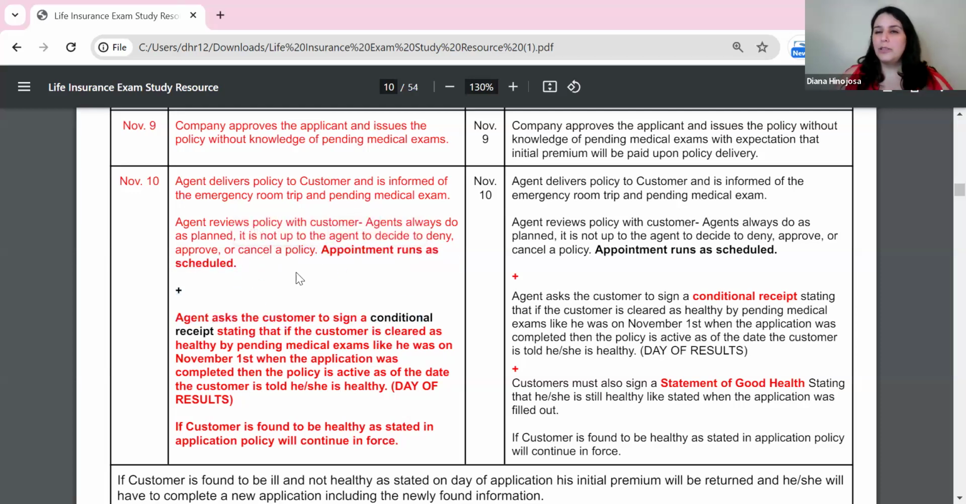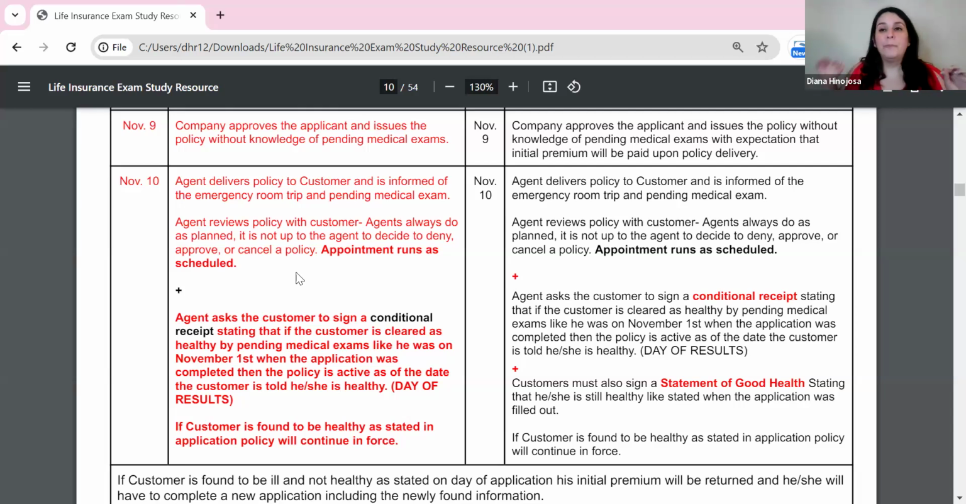We are here to do a policy delivery. We're going to look at the policy the company gave us. We're going to highlight all the forms and tell them this is your policy, this is what you paid, this is what you're expected to pay, and your coverage. So we do our appointment as scheduled, but now, depending on when and what the customer decided to do for payment, we have to give them a conditional receipt. Regardless, we give them that conditional receipt because he got sick.